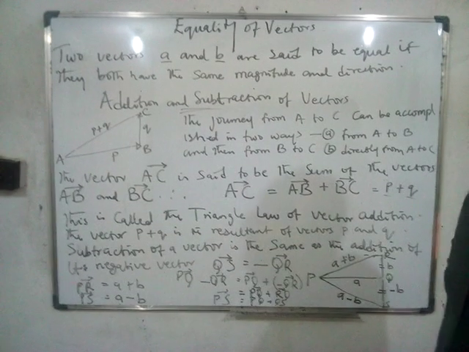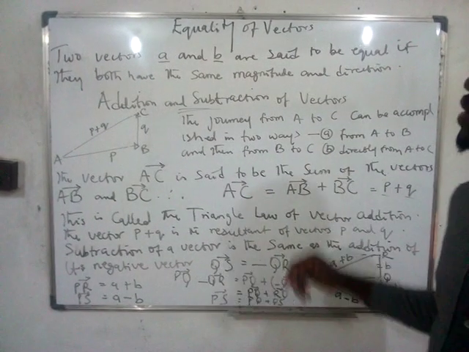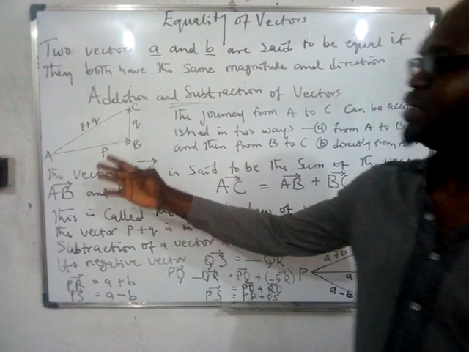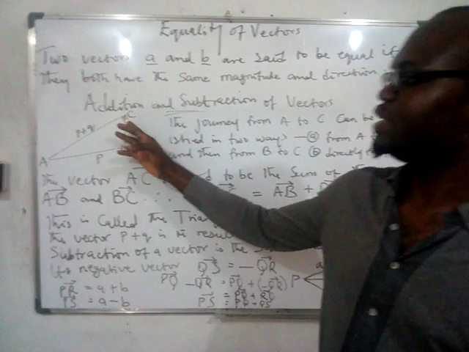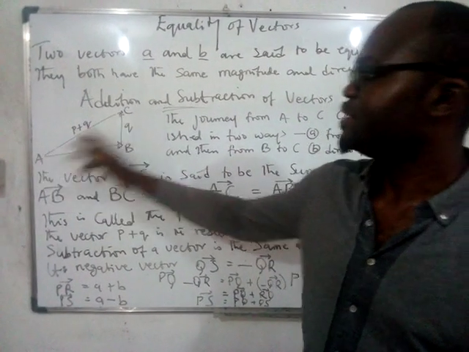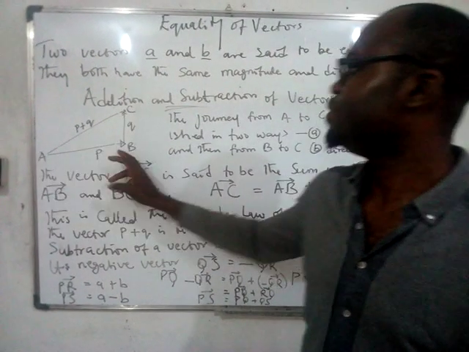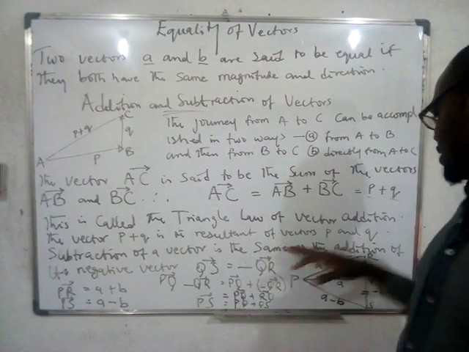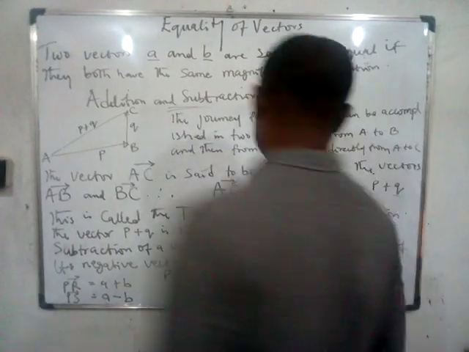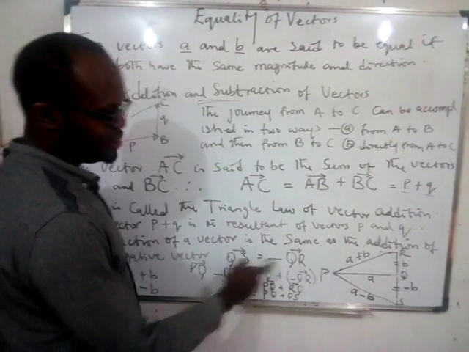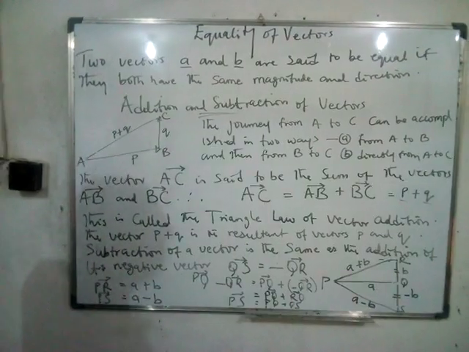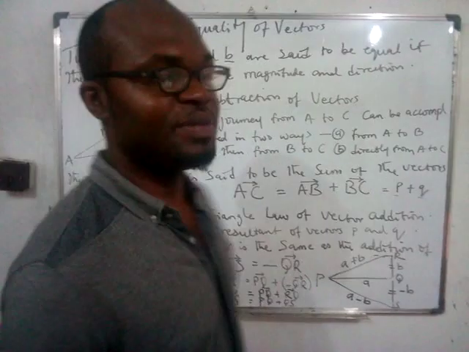Just note that the triangle law of vector addition is actually what is used in adding two vectors. It simply shows the alternative way of getting to C from A. AC directly is the same thing as AB plus BC. And subtraction of a vector is simply the same as the addition of the negative vector. So notice what is happening here. QS is the same thing as negative QR. It's very, very important. So that is where we're going to be stopping today.